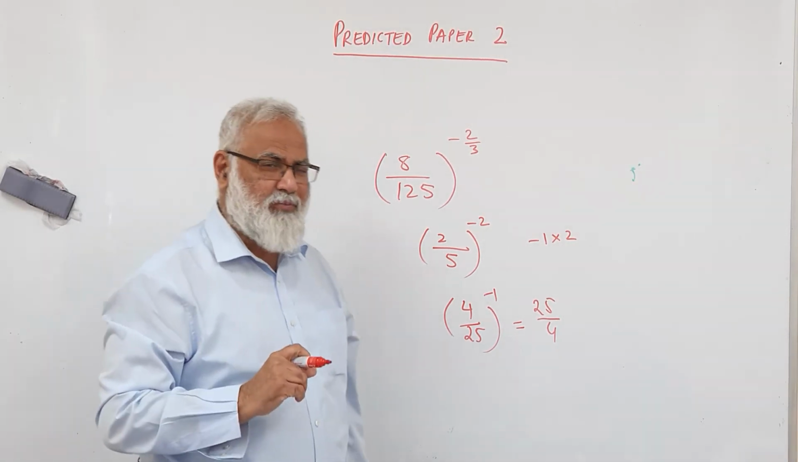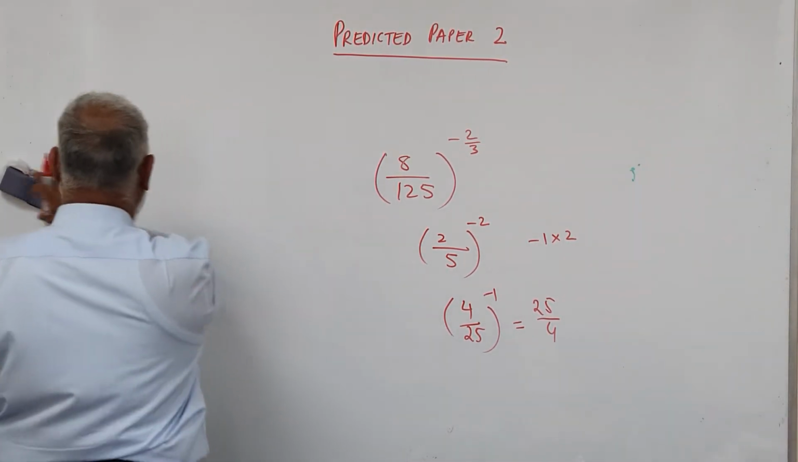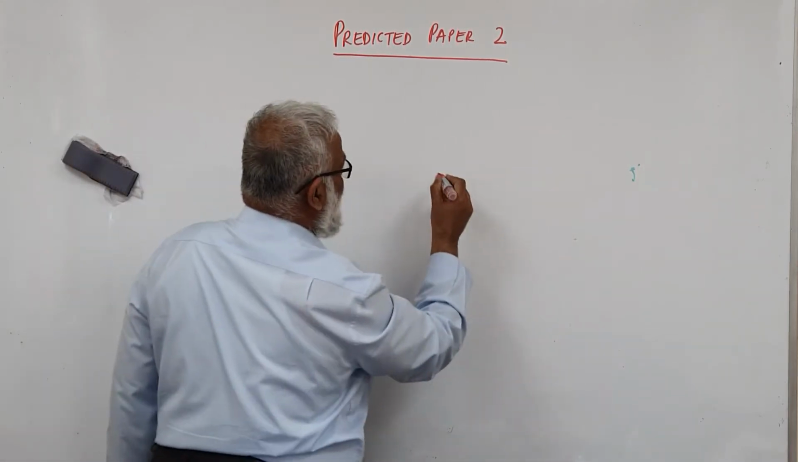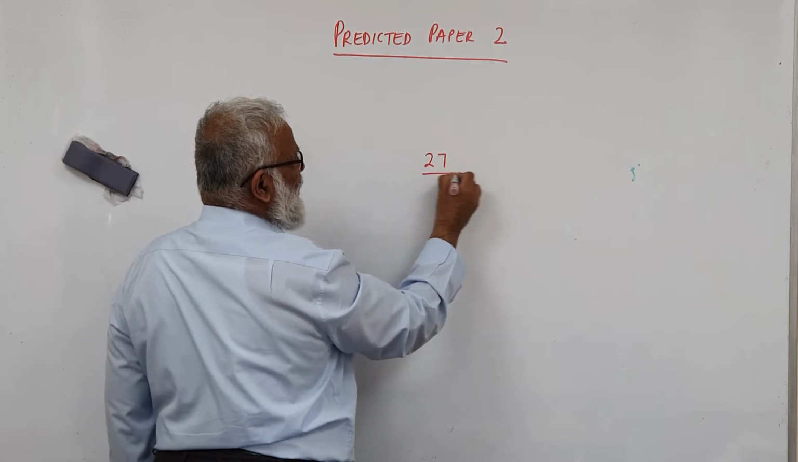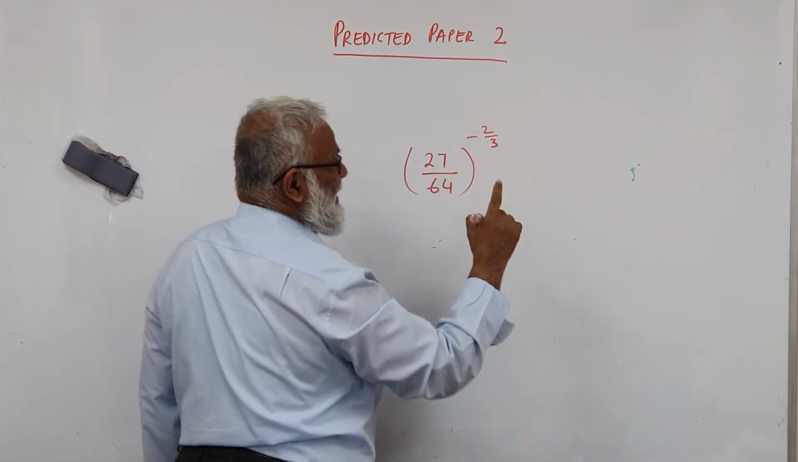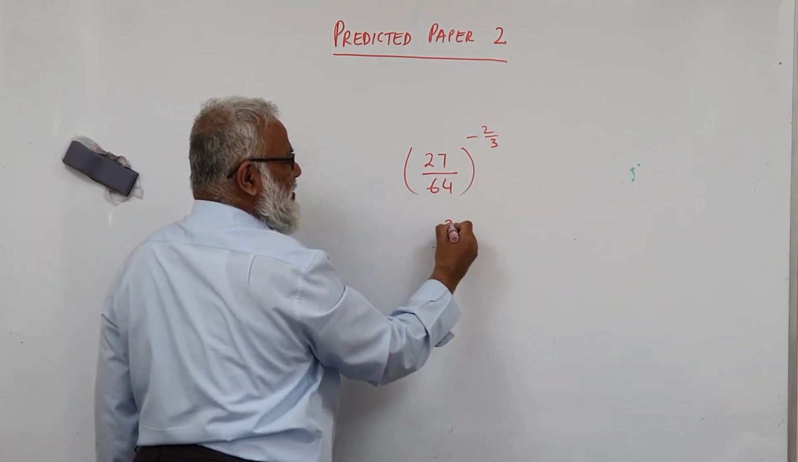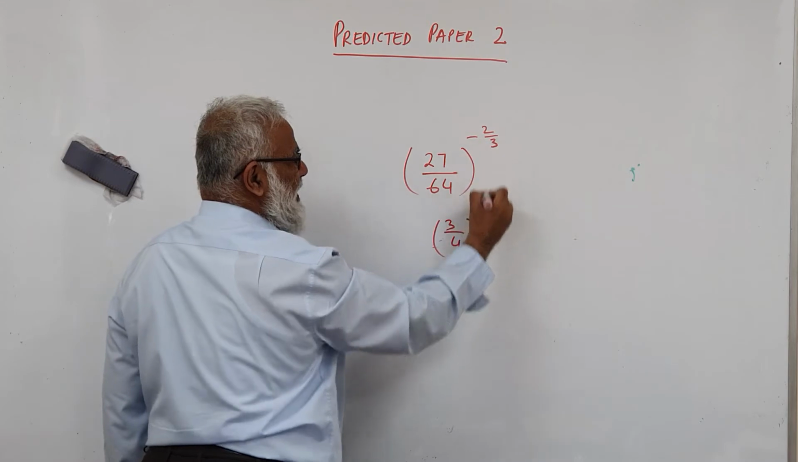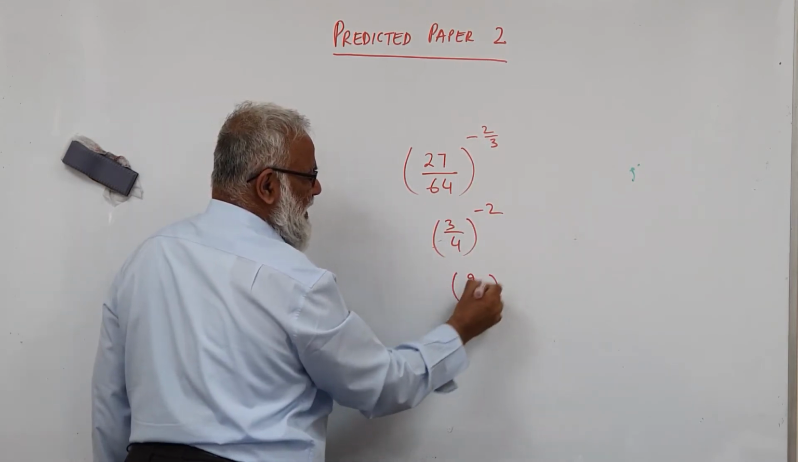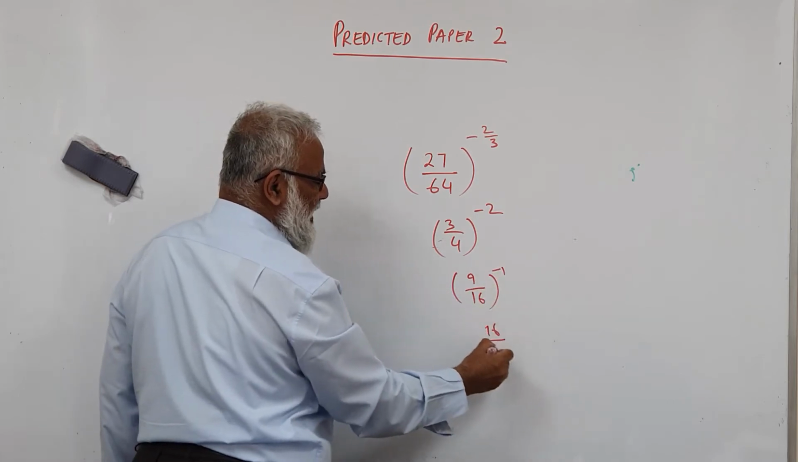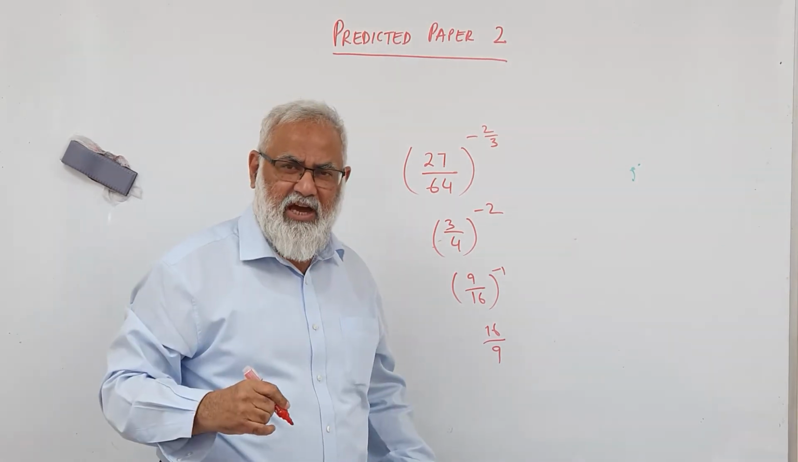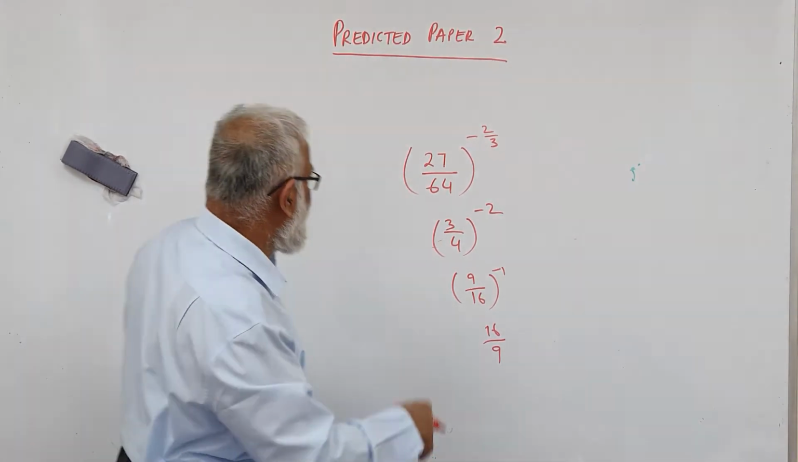I will do one more question, probably that will help you. For example, 27 over 64 to the power minus 2 over 3. Step number 1, you cube root it, 3 over 4. What is left is minus 2. What you will do is square it, 9 over 16. What is left is minus 1 and that means 16 over 9. Ta-da! Okay, it's easy. You just practice 2-3 times and it will go into your long-term memory.